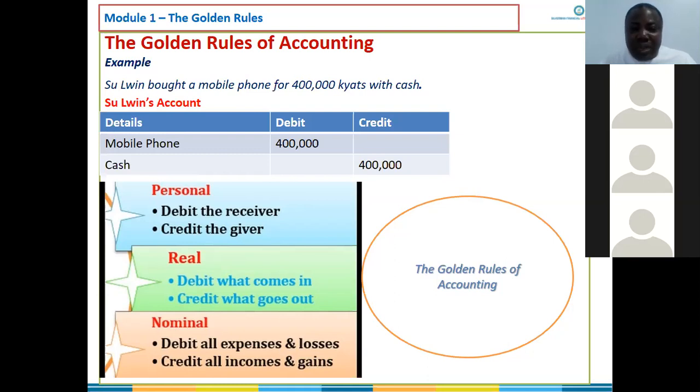When we come to real accounts, they are accounts that do not close at the end of the period, but their balances are carried forward to the next year.